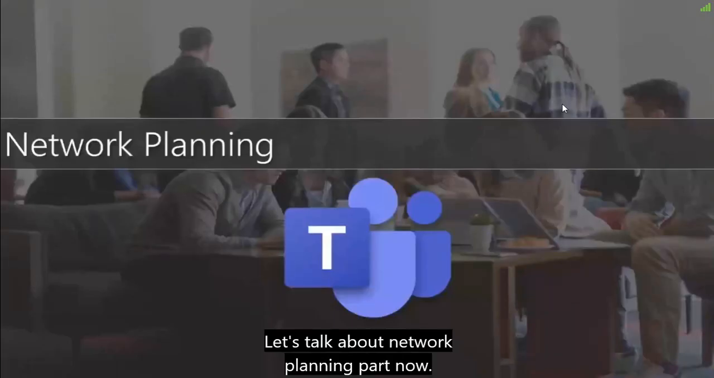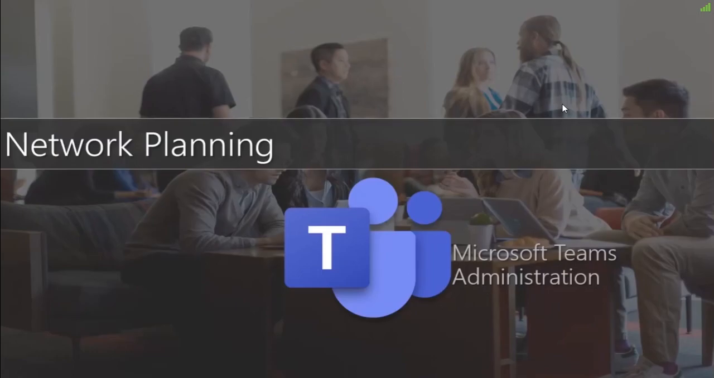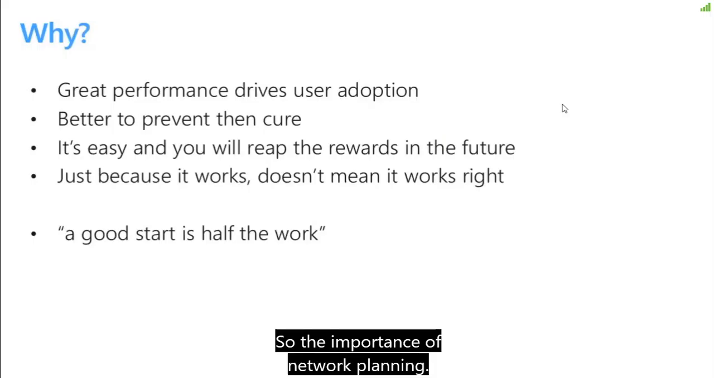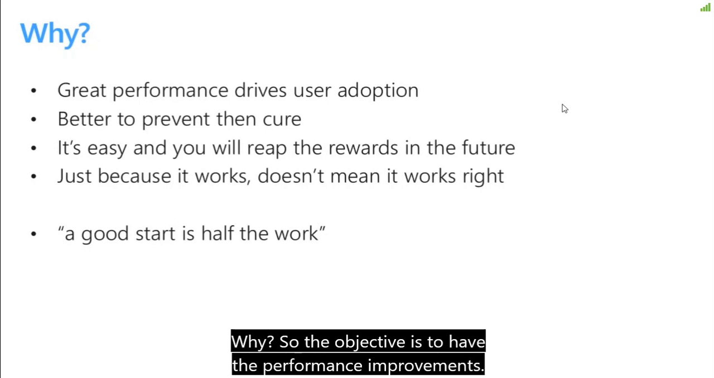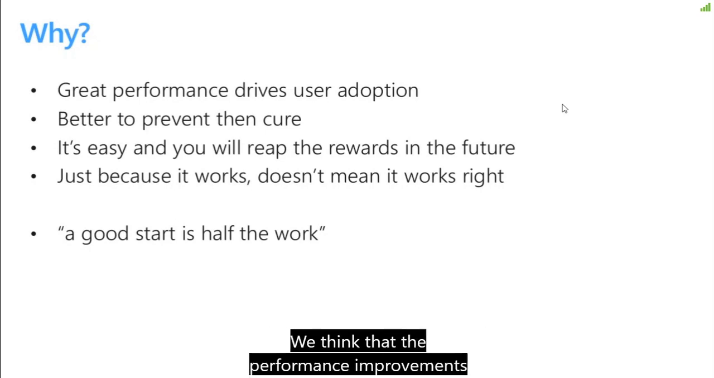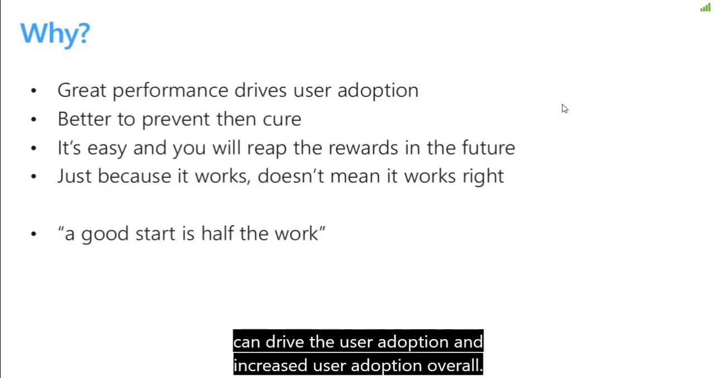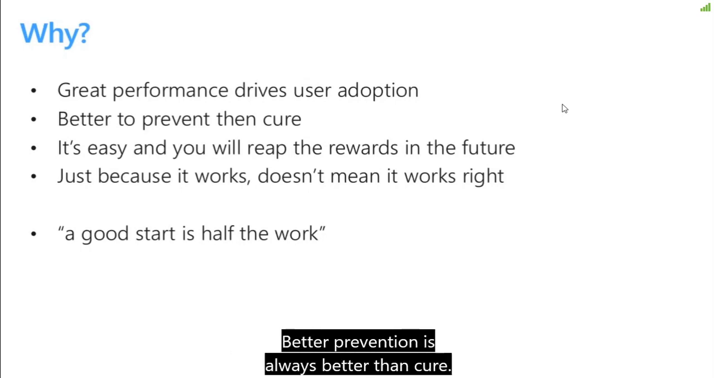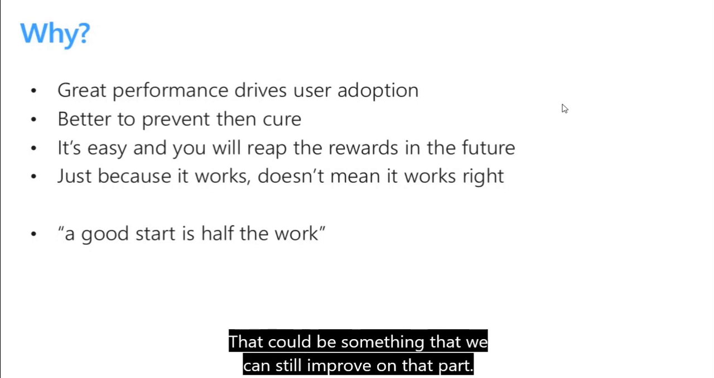Okay, let's talk about the network planning part now. So, the importance of network planning. Why? The objective is to have performance improvements, and we think that performance improvements can drive user adoption and increase the user adoption overall. It's better to prevent. Prevention is always better than cure. It's also said that if something just works, that doesn't mean that it's working right. There could be something that we can still improve on that part.